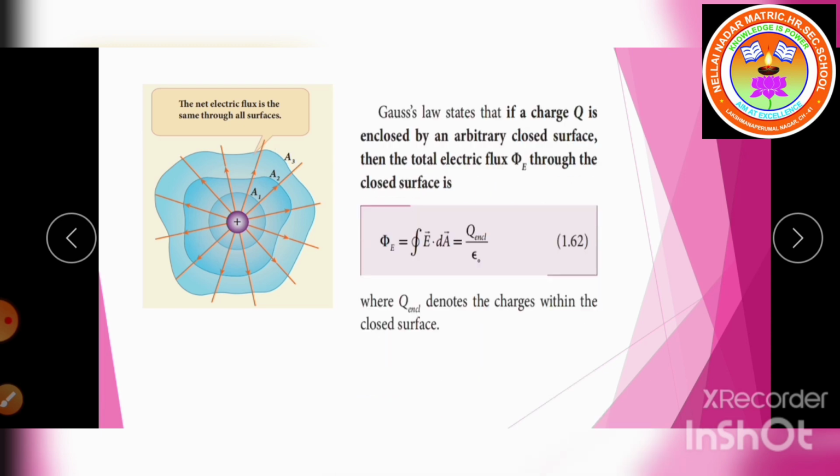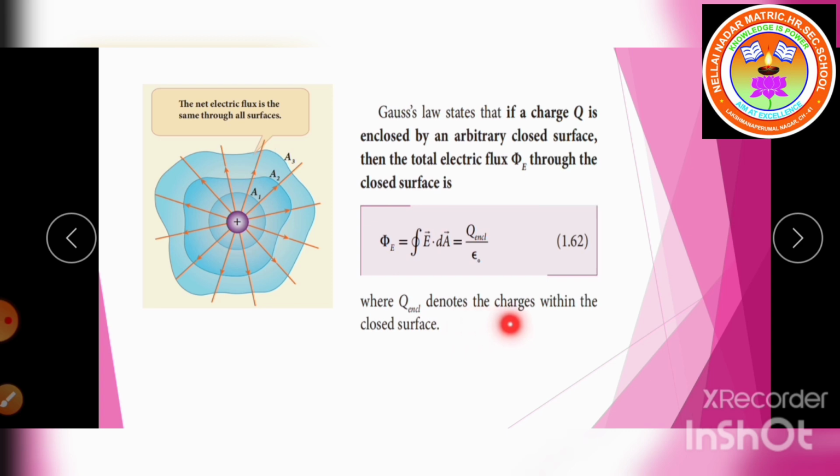So we can say Gauss law states that if a charge Q is enclosed by an arbitrary closed surface, then the total electric flux phi E through the closed surface is phi E is equal to the closed integral of E vector dot dA vector, is equal to, what is the answer we will get here? Q enclosed by epsilon naught. Q enclosed denotes the charges within the closed surface.